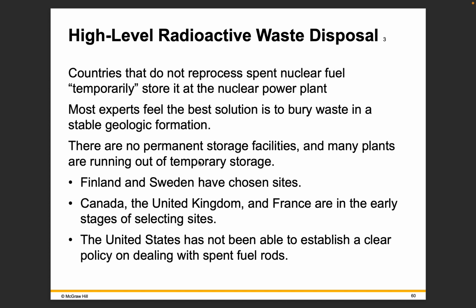Countries that do not reprocess spent nuclear fuel, like ours, temporarily store it at the power plant. There are no permanent storage facilities, and we're running out of space. Finland and Sweden have chosen sites. Canada, the UK, and France are in the early stages of selecting sites, and the United States has not been able to establish a clear policy on dealing with spent fuel rods.